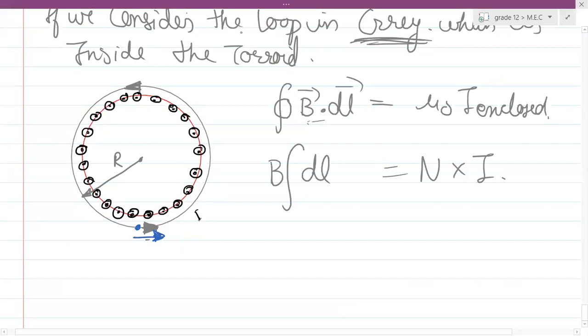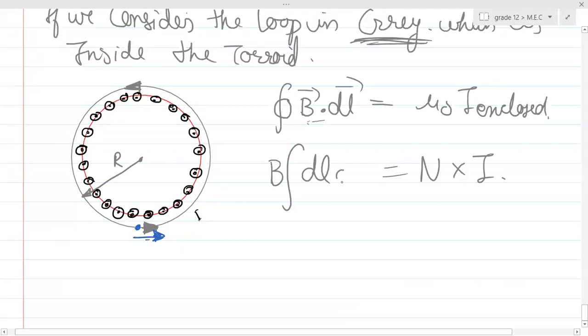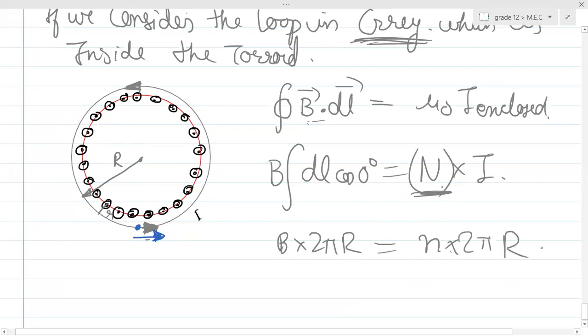What should be the angle between them? It shall be cos 0 again. And when you do that, it will become B into 2 pi r. Now, what is N? N is the total number of turns. And if small n is the linear turn density, what shall be the length of this loop? If this is very small, then the length of the loop should be equal to 2 pi r only. Multiply by n, so from here, this 2 pi and 2 pi will get cancelled out.